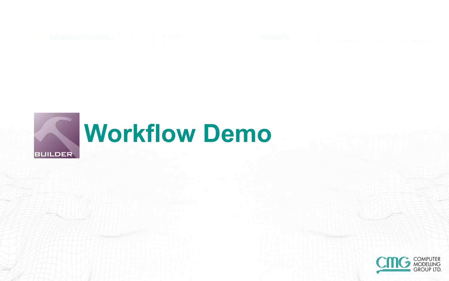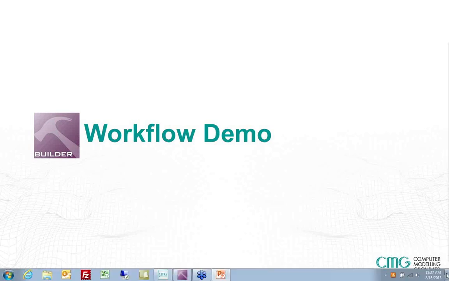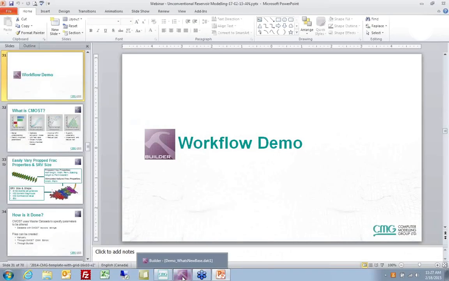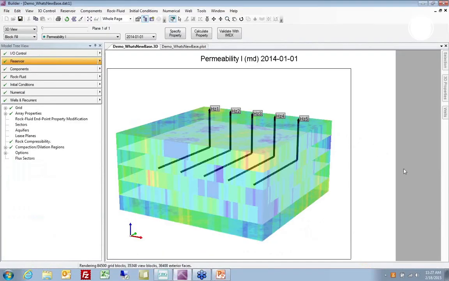So now I'm going to go through a quick demo where we see how we can add in a set of hydraulic fractures into a well pad. I'm going to switch my screen over to a Builder model which I've previously generated. This model has the properties of a typical dry gas or shale gas reservoir. We can see that we have 5 horizontal wells which are spaced 500 meters apart.